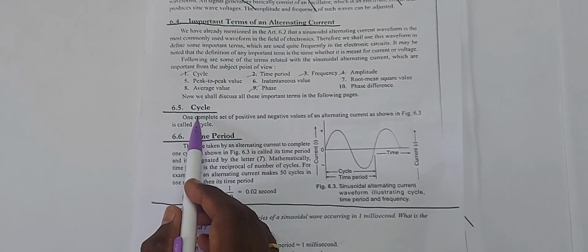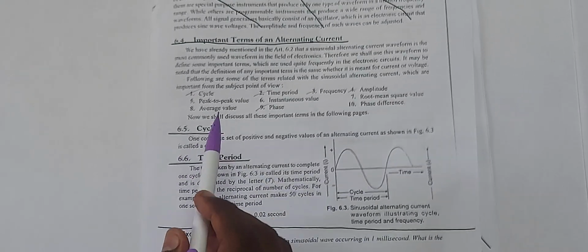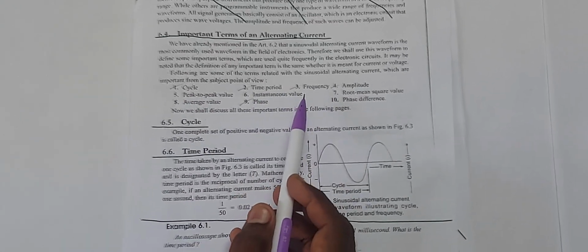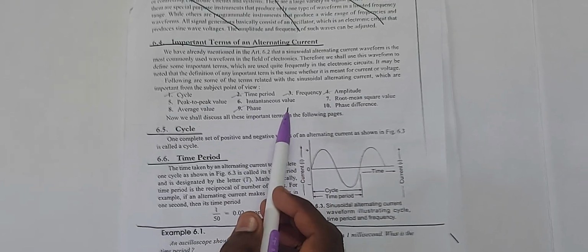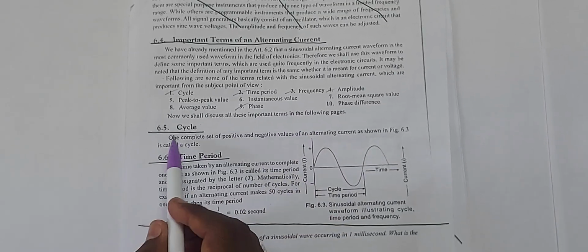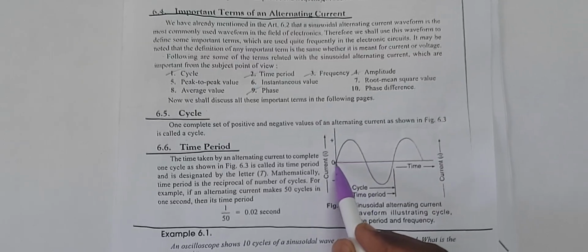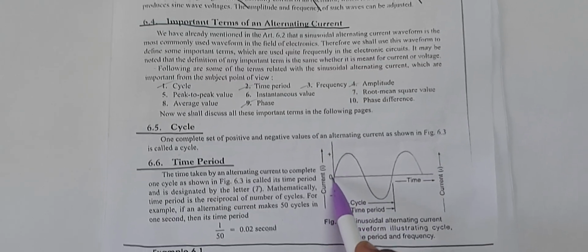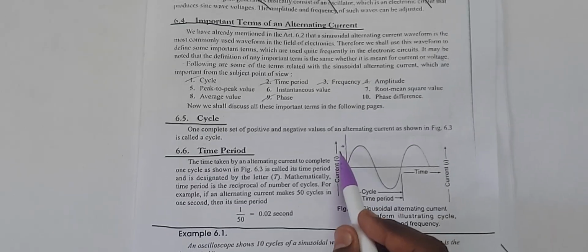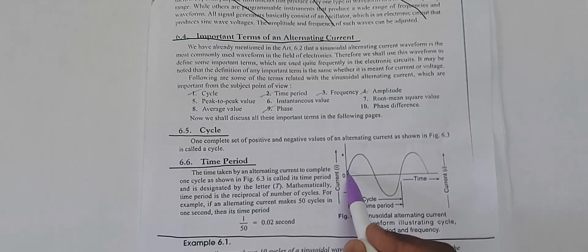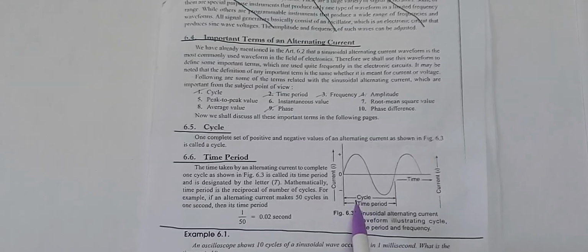So first we are going to know about what is cycle. The first term is cycle. In today's class we are going to teach only the five definitions. These five definitions are very important in electrical applications. What is cycle? One complete set of positive and negative values of alternating current is known as a cycle. Here there is a positive, a negative, and a zero. If you go upward, it is positive. If you go downwards, it is negative. So the cycle is nothing but one complete set of positive and one complete set of negative, which is called a cycle.